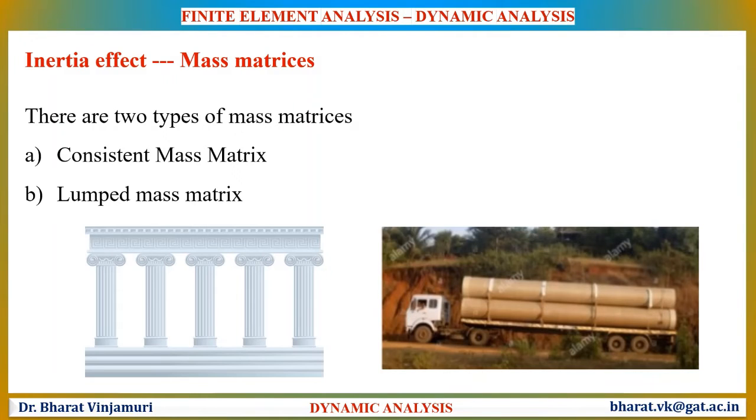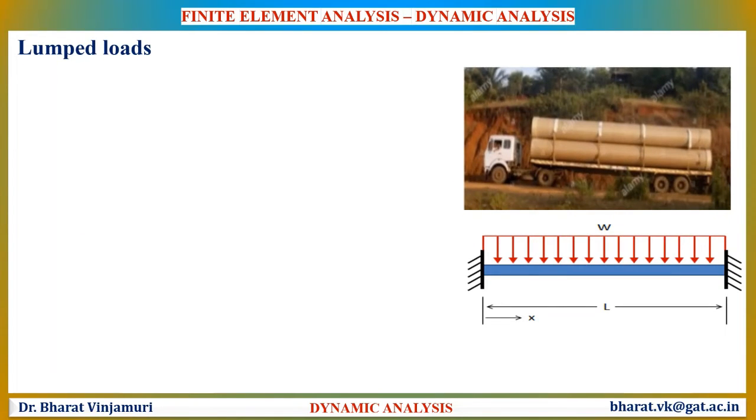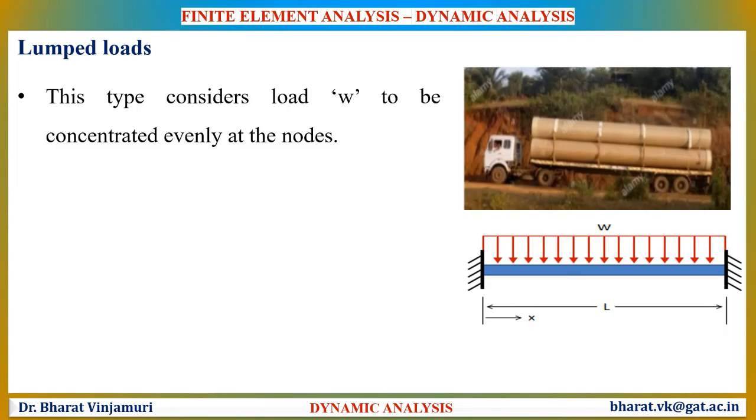There are two types of mass matrices. One is called the consistent mass matrix and the other one is known as the lumped mass matrix. Let us understand what exactly these mass matrices will have for us in case of dynamic behavior of the systems. Let us understand the lumped loads or lumped mass matrix.